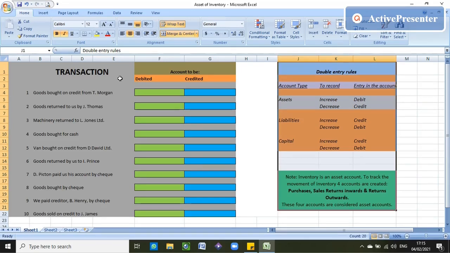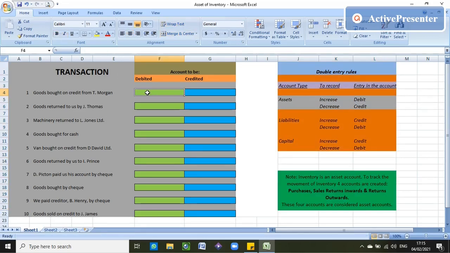Now let me spend a few minutes on explaining a few transactions that will perhaps help you more. So for example, here I have transaction number 1 that says goods bought on credit from T. Morgan. Now, before I tell you what to debit and what to credit, keep in mind that the minute you see the word goods in any particular transaction, you know that one of these 4 accounts will be affected. It's just a matter of trying to determine which account. So the minute you see goods, think, will I use sales, will I use purchases, return inwards, or return outwards?